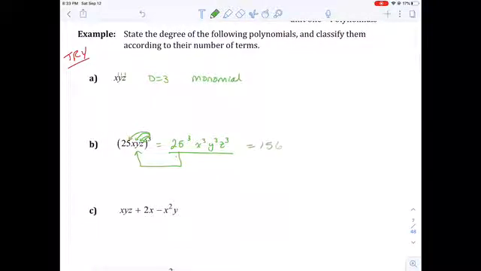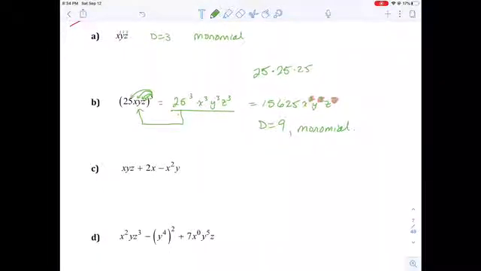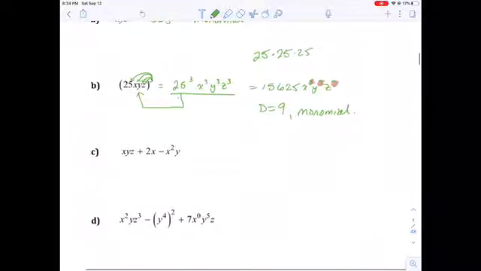Times 25 is a big number. This is equal to 15,625, right? 25 times 25 times 25. And then that's x cubed, y cubed, z cubed. So the degree here would be 9, because we're just going to add up all these 3 degrees. And the polynomial is a monomial. It's still just a single term, quite big numbers, but still just a single term. Let's look at the next one.